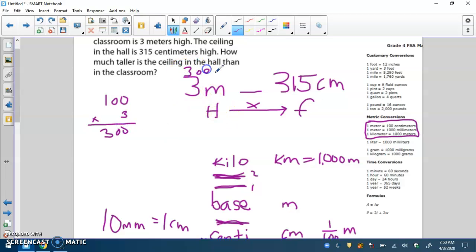3 meters is equal to 300 centimeters, so we can see 315 centimeters is greater than 300 centimeters, or 3 meters. How much larger? Well, we would just need to take 315 and take away 300, and we're left with 15. It's only 15 centimeters higher in the hall than in the classroom.